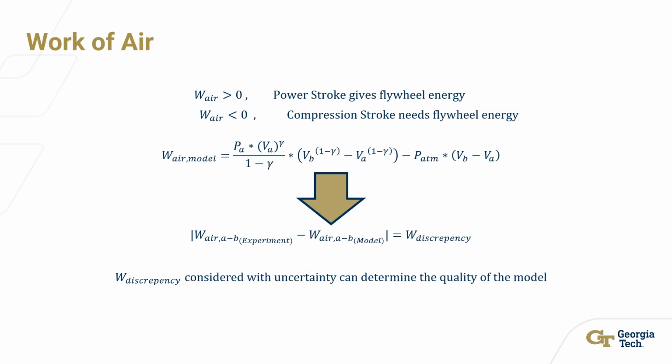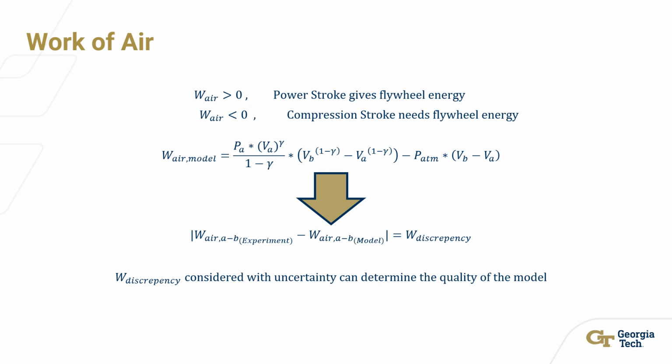Calculating the work of air is more extensive than it sounds. When the work of air is positive, the power stroke is giving the flywheel energy, so the motor is doing less. When the work of air is negative, the compression stroke needs the flywheel energy from the motor. The calculated work of air from the system, collected from the data shown on the last slide, will be compared to a theoretical work of air for the model.